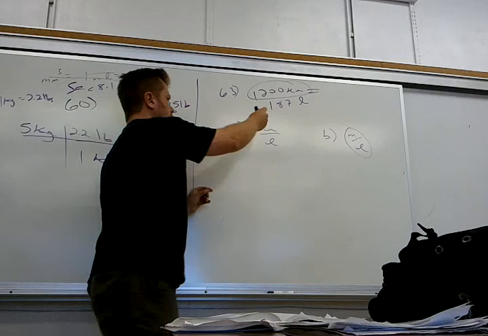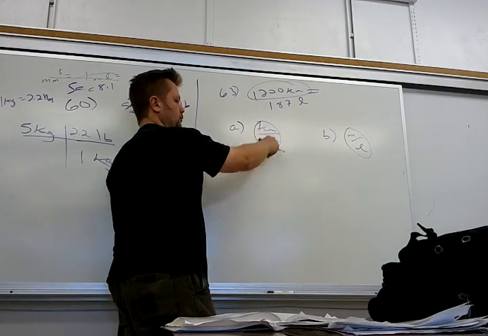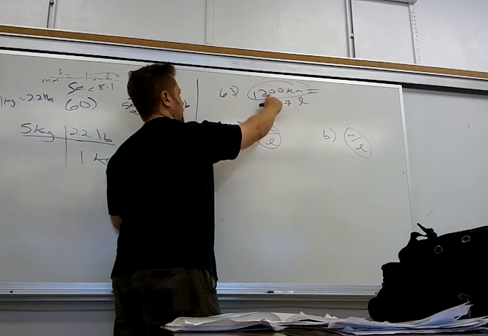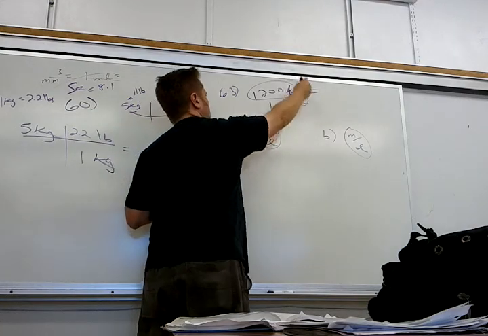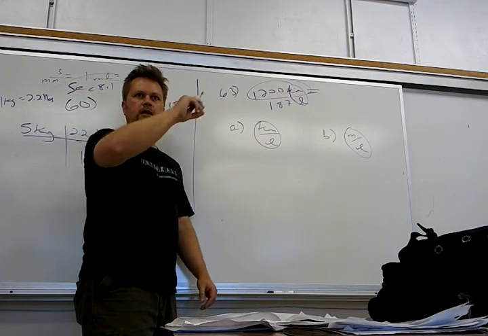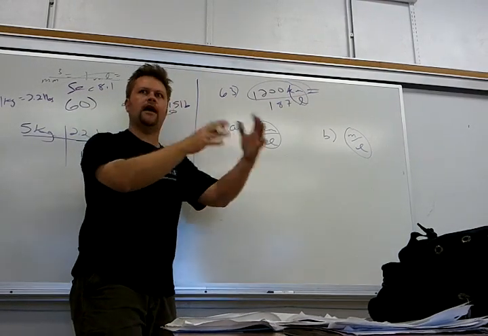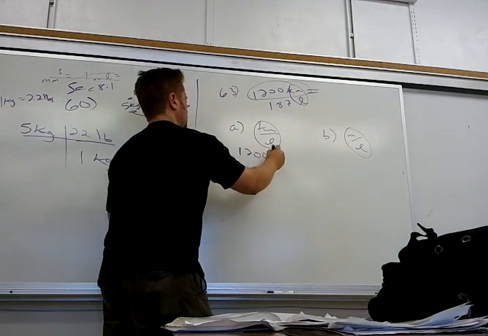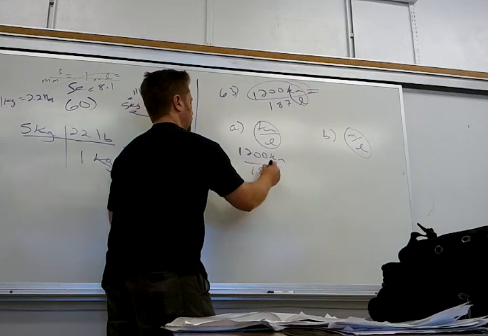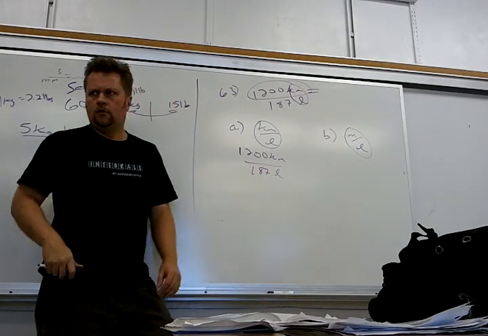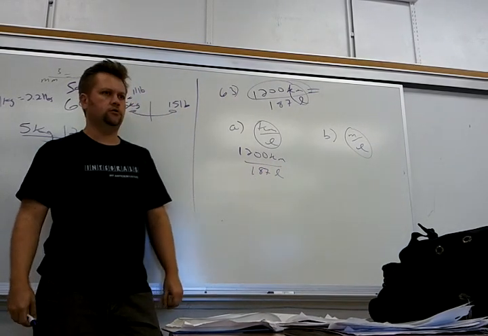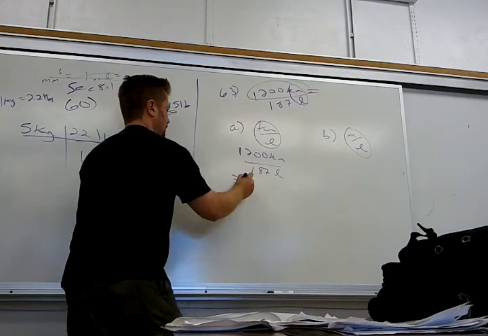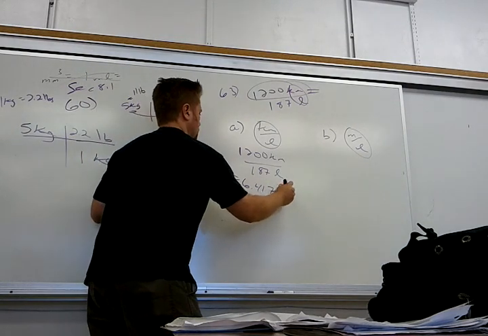The funny thing about ratios: when they ask how many kilometers per liter, you just take the kilometers they gave you divided by the liters they gave you. Just make it match the units they're asking for. It's almost too easy. So you get 1,200 kilometers divided by 187 liters, which is 6.417 kilometers per liter.